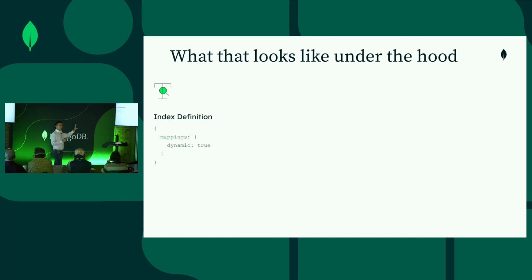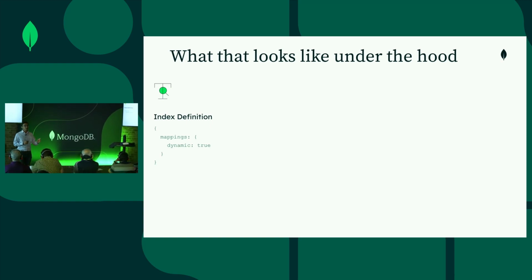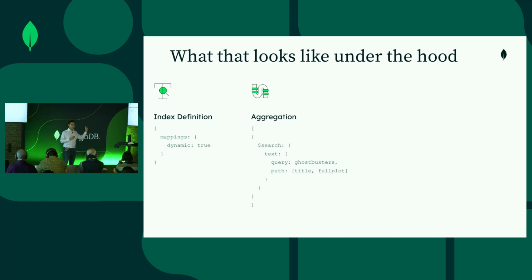And what does it look like under the hood now? The first thing is the index definition, right? You have a couple of keywords there, mappings, and dynamic. Mappings is what maps the fields in your records to search index records, and dynamic true says index everything, right? So if you have 2 fields, great. If you have 2,000 fields, everything, right? And that's what dynamic true does.